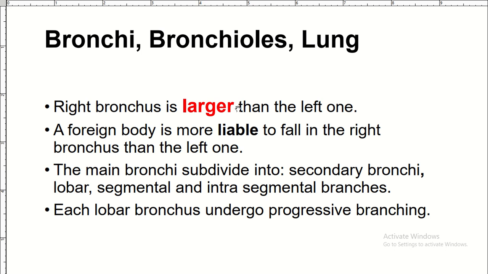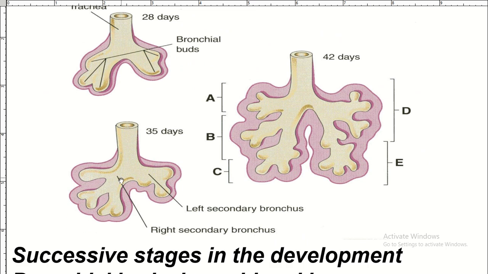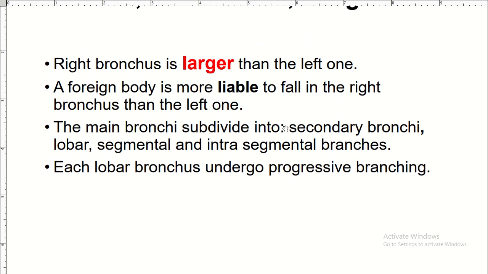Being vertical, it means that a foreign body is more liable to fall in the right bronchus than the left, because the right bronchus is vertical and the left is more horizontal. So whenever you swallow a foreign body, it's more likely to go to the right bronchus because it's the one that is broader and vertical. Foreign bodies are more liable to fall in the right bronchus than the left.